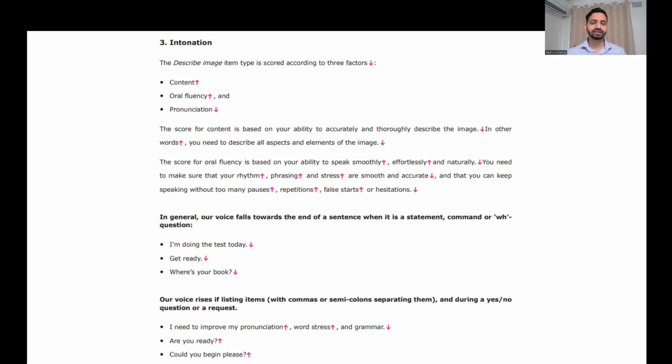Our voices rise if listing items with commas or semicolons separating them, and during a yes or no question or a request. I need to improve my pronunciation, word stress, and grammar. So we've got a list of items: pronunciation, word stress, and grammar. It falls at the end. Are you ready? It's a yes or no question. And could you begin, please? It's a request. So our intonation goes up, right?